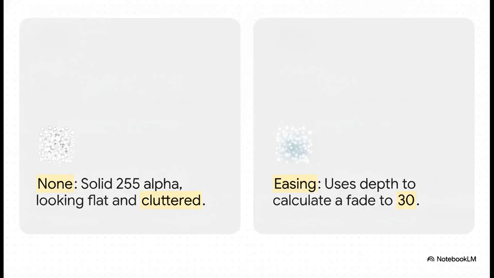And to really sell that 3D effect, we need depth alpha easing. Just look at the difference here. If you use none, every tag renders at a solid 255 opacity, no matter its depth. It just ends up looking flat and cluttered. But apply an easing curve based on that depth, the t.z value, and the component calculates a smooth fade. Tags way in the back dynamically drop down to an alpha of 30, while front tags pop at a solid 255. It creates a dramatically stronger, much more atmospheric sense of depth.